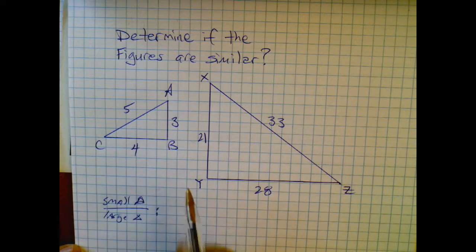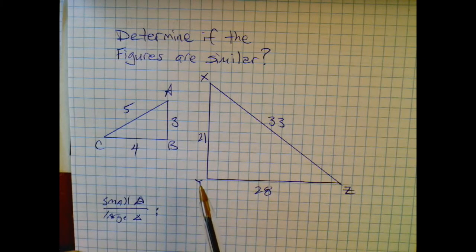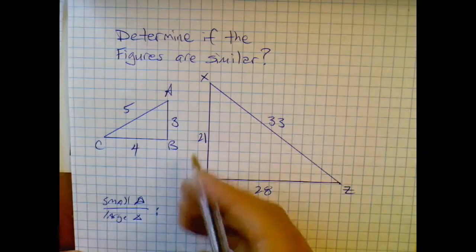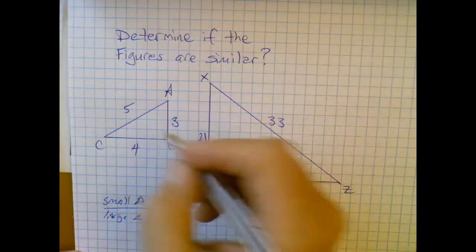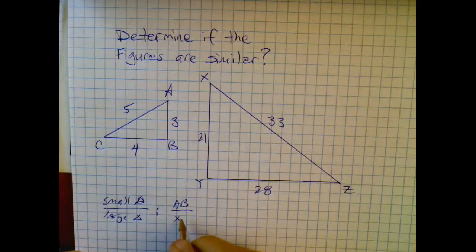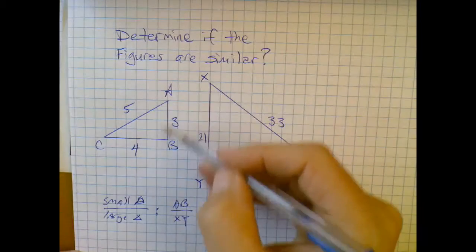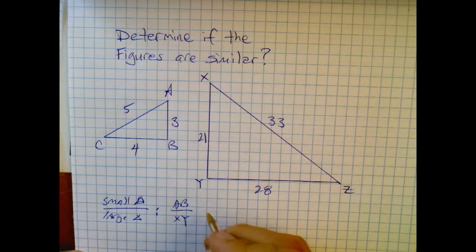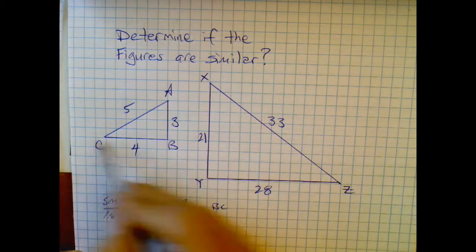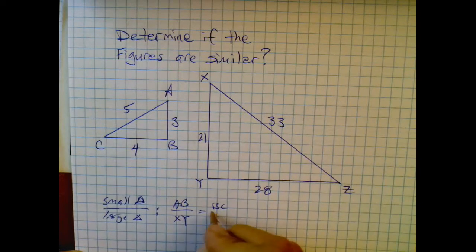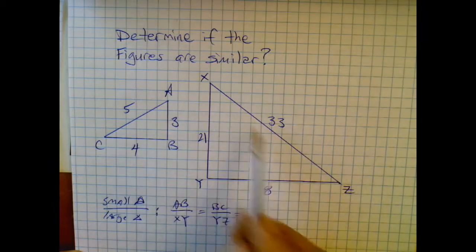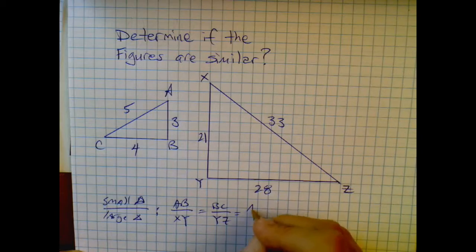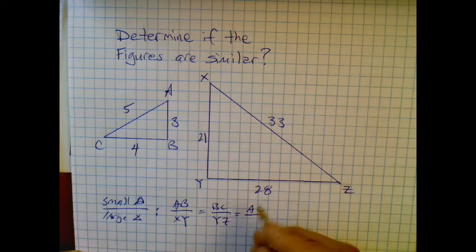Remember, if it's similar, all the sides have to be proportional to each other. So I'll do this side first. AB on this side matches with XY on this side. And then I'll continue down here on this right angle, what looks like a right angle. So that means BC should match up with YZ. And then I have this last side, looks like a hypotenuse here. AC will need to match up with XZ.